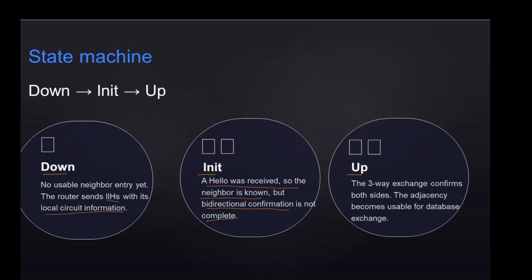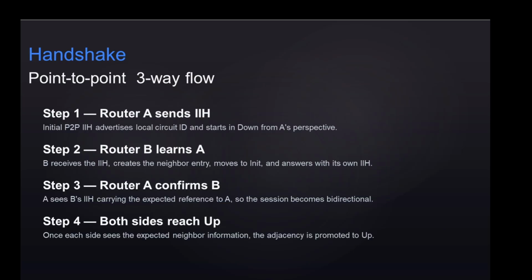So the local ISIS router is not sure if the remote ISIS router has received its IIH packet yet. And the third state is the up state. The ISIS router transitions to the up state once it receives a hello packet with its own router ID in the hello message. So now let's go over the three-way flow of the adjacency process for point-to-point network type.